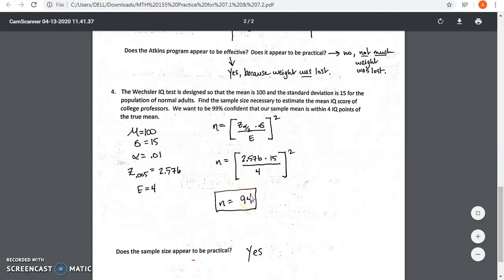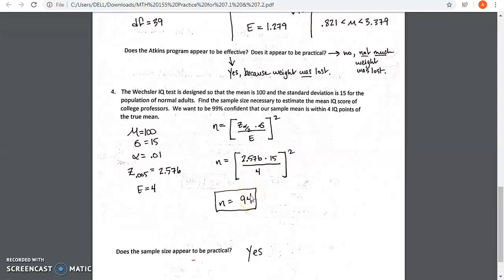I'm not sure if you get a decimal there. Let me see, 2.576 times 15 divided by 4, and then if you square that, I'm showing 93.3156. So you're going to round up to 94. Again, we don't want our sample size to be too small. We'd rather it be a little bit too big. So always round up. That's going to be 94 for that sample size.